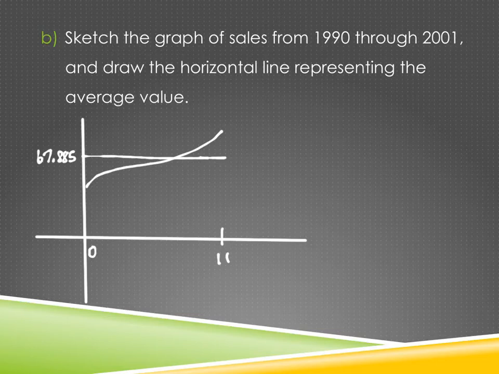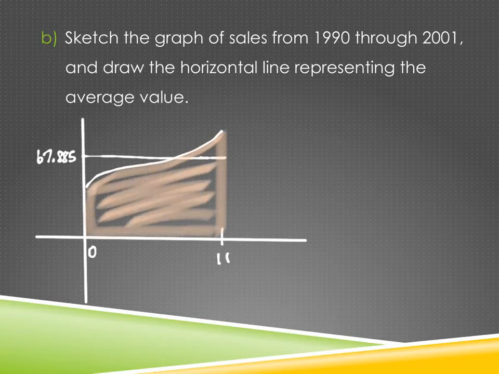This rectangle, I'll shade them in. This piece right here, its area, is the same as the area of this rectangle. Imagine it's Play-Doh and you're squishing it into a different position. The volume of the Play-Doh didn't change, right? But you turned it into a different object. That's what average value is doing.